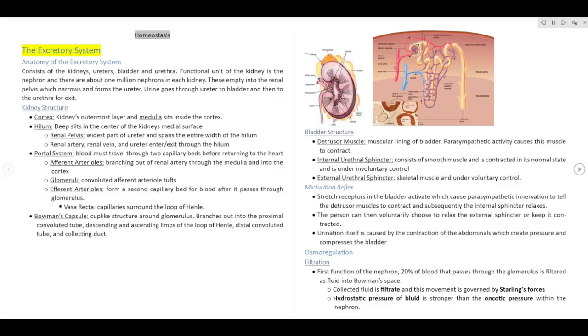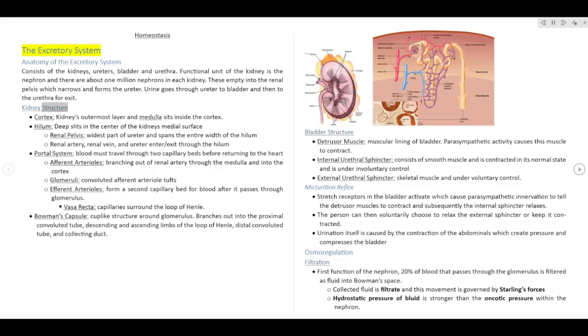Homeostasis. The excretory system. Anatomy of the excretory system consists of the kidneys, ureters, bladder, and urethra. The functional unit of the kidney is the nephron, and there are about 1 million nephrons in each kidney. These empty into the renal pelvis, which narrows and forms the ureter. Urine goes through the ureter to the bladder and then to the urethra for exit.